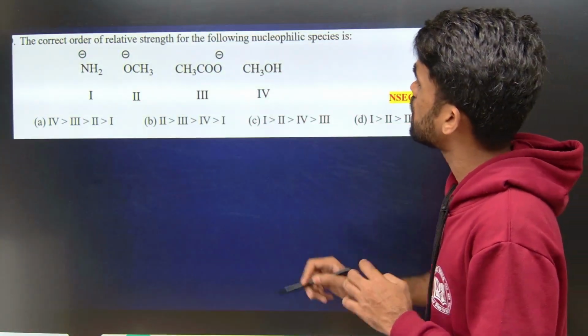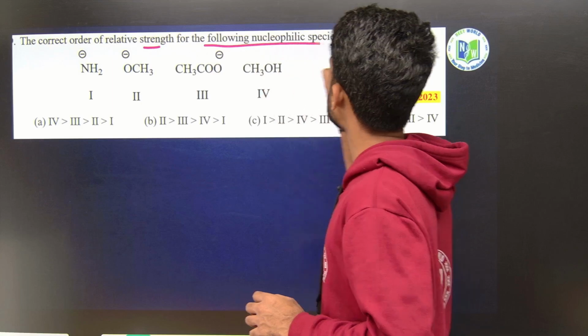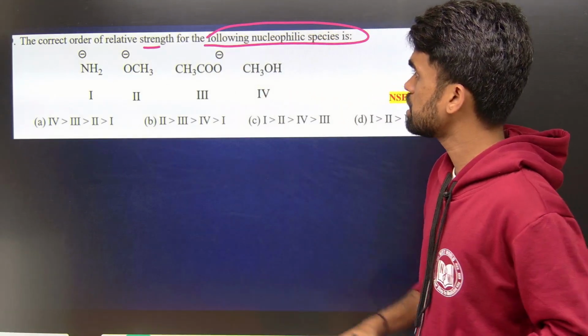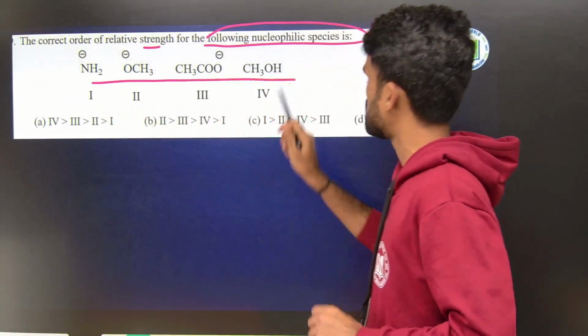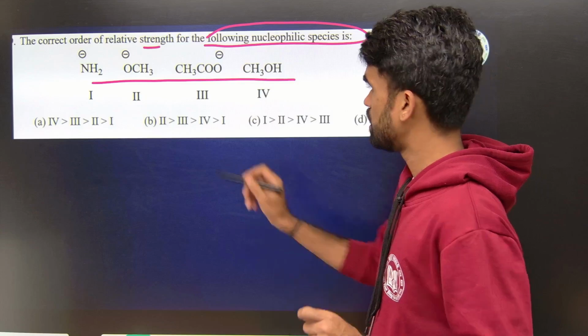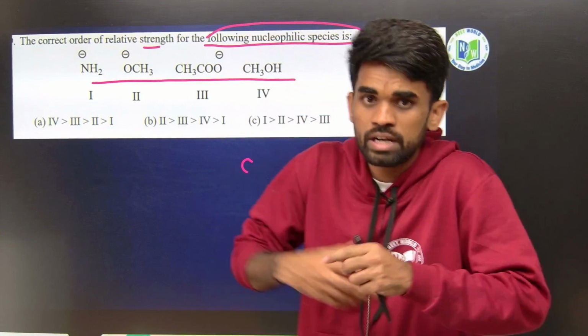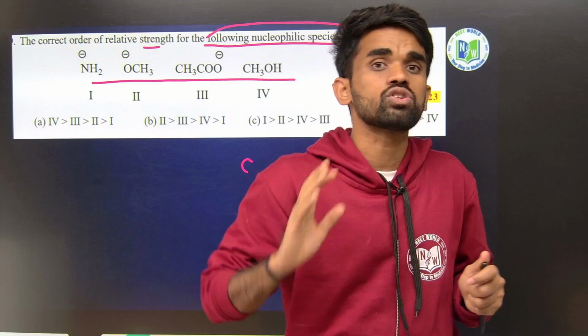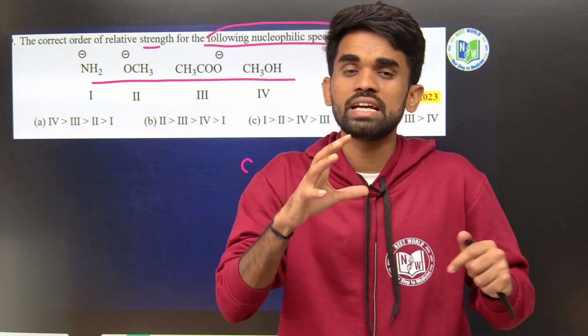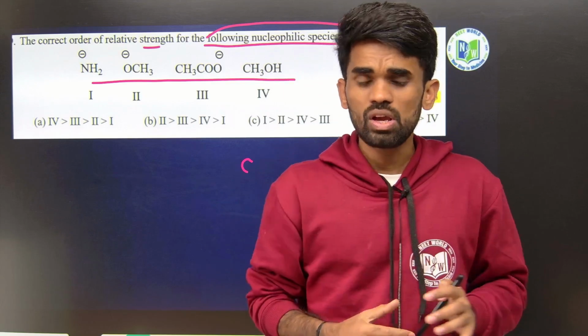The correct order of relative strength of the following nucleophilic species is. See, they have given these nucleophilic species. Always remember, we need to give the nucleophilic order. Nucleophilic means tendency to donate, or tendency to attack an electrophilic site. Okay, the more the tendency, the more the nucleophilicity.